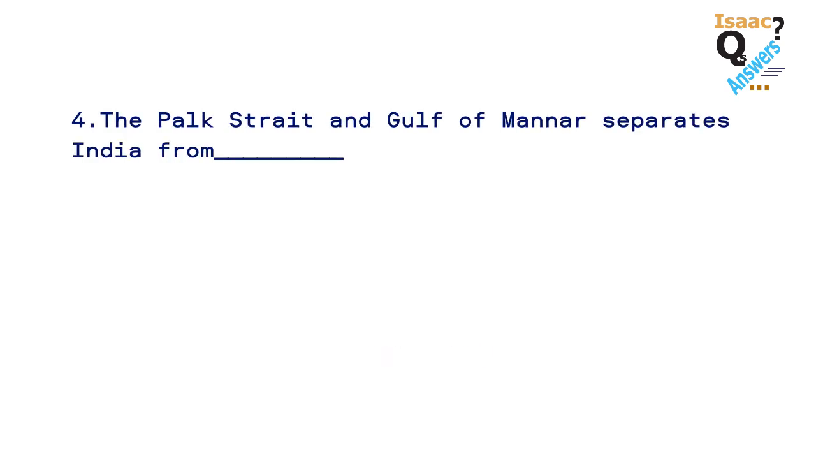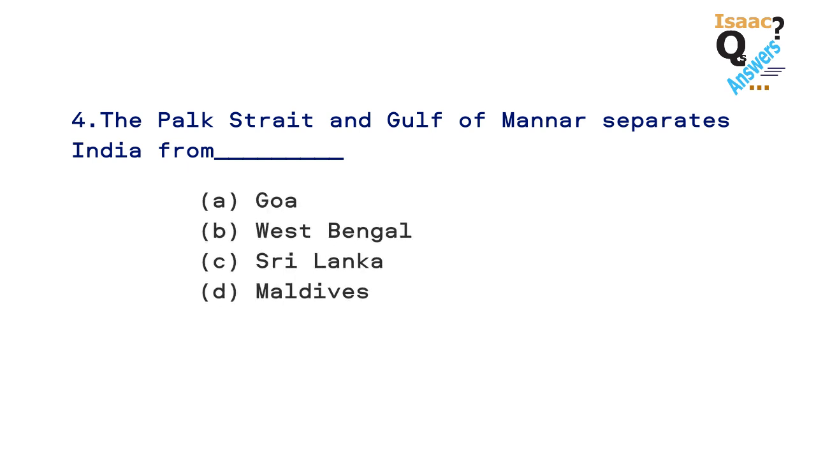Question number 4. The Palk Strait and Gulf of Mannar separates India from. The options are A. Goa, B. West Bengal, C. Sri Lanka, D. Maldives. The answer is C. Sri Lanka.